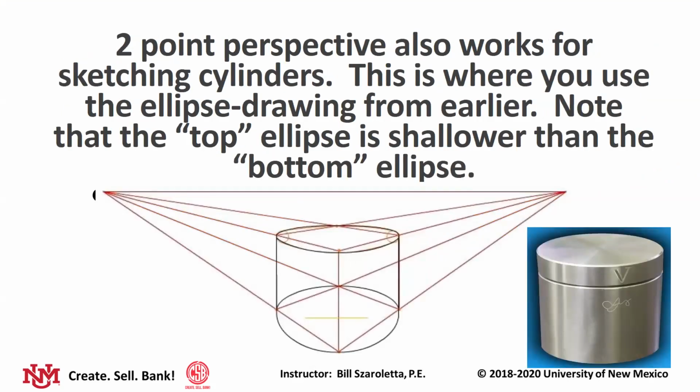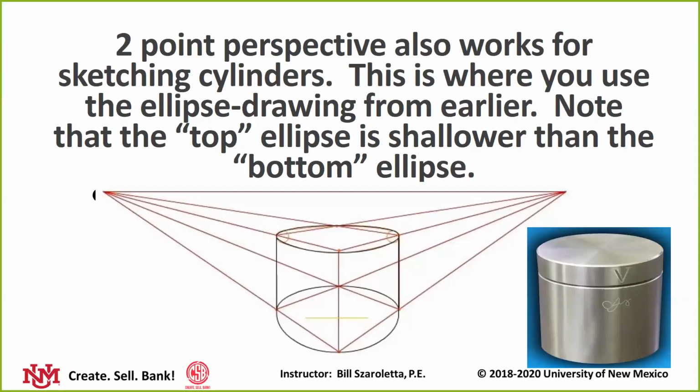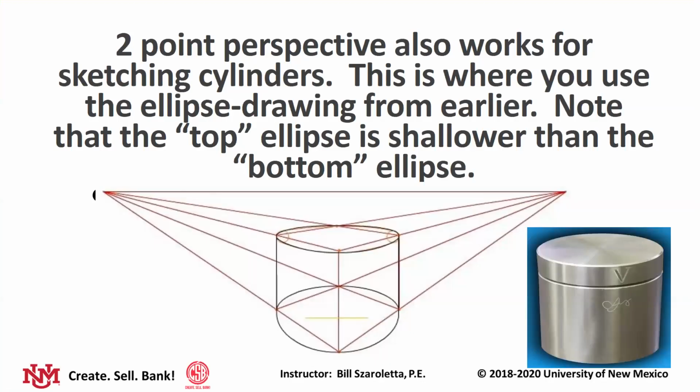Now, the 2-point perspective works when you're sketching cylinders. Again, vertical lines are drawn vertical, and the lines going back to the vanishing points are such that then you can draw an ellipse down here and an ellipse up here. Now, what's really interesting is that the top ellipse is shallower than the lower ellipse, which makes great sense because that's the way it is. And here's a real object over here that kind of proves that point.